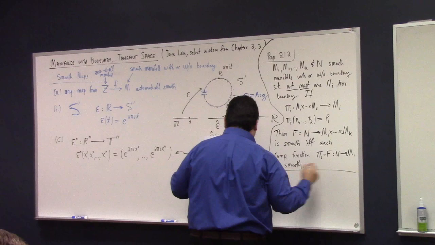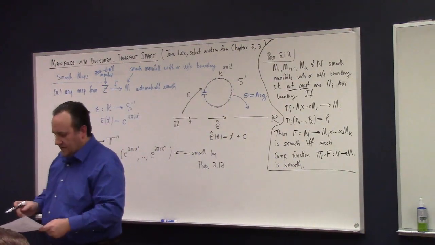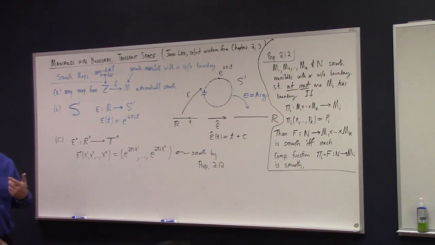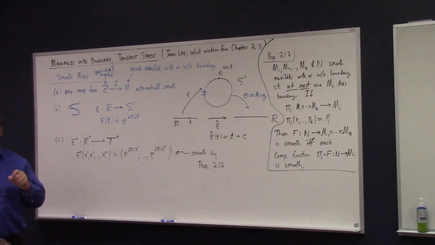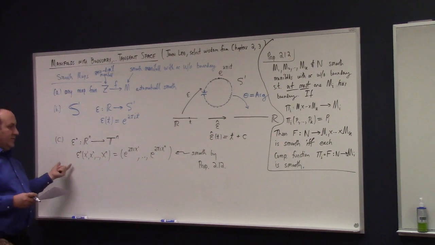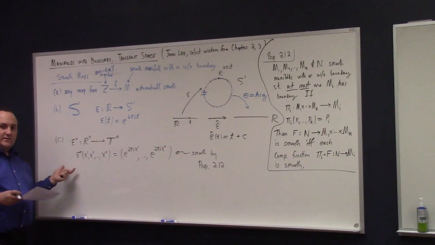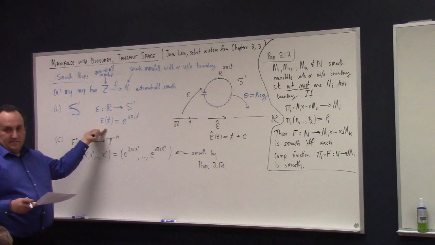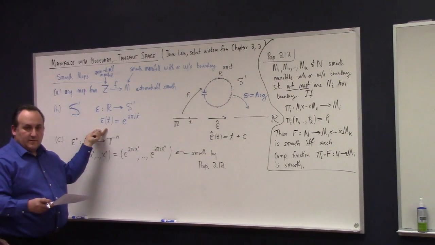So what this little proposition says is that if you've got a map that takes its values in a Cartesian product of smooth manifolds, then smoothness of that map can be judged by the smoothness of each component map that forms the map. And that's why this proposition is relevant to this example, part C, because each component map here is precisely the previous thing, which we've already proved is smooth, right?